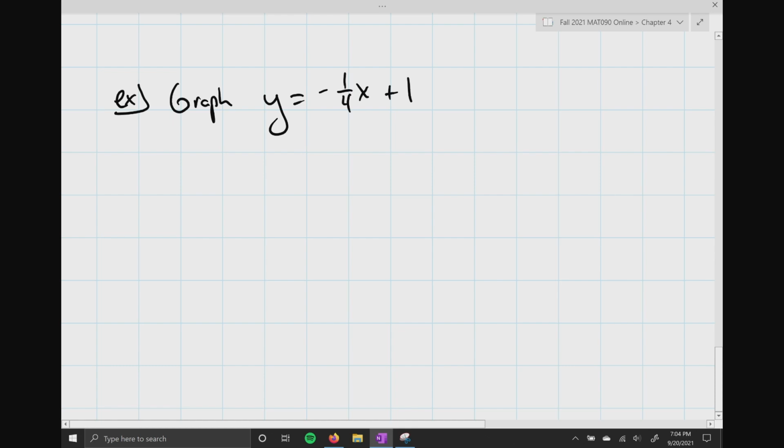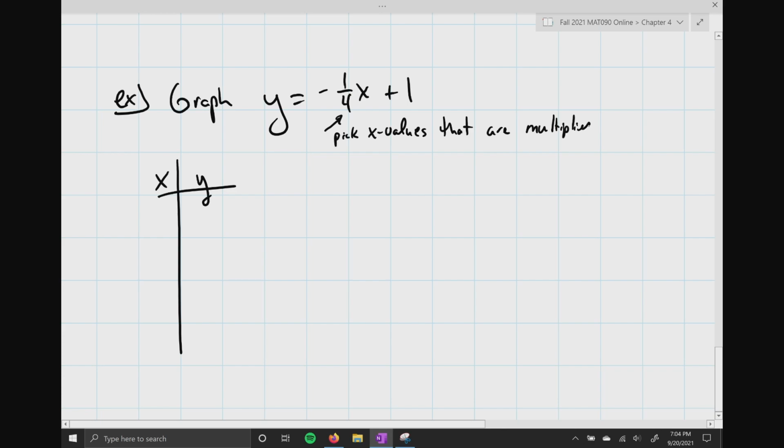So what we got to do is just be clever. All right? The easiest way to do this is to just look at the number in the denominator, which is a 4, and just pick x values that are multiples of 4. So for me, I'm going to keep it simple. I'm going to do -4, 0, and +4.